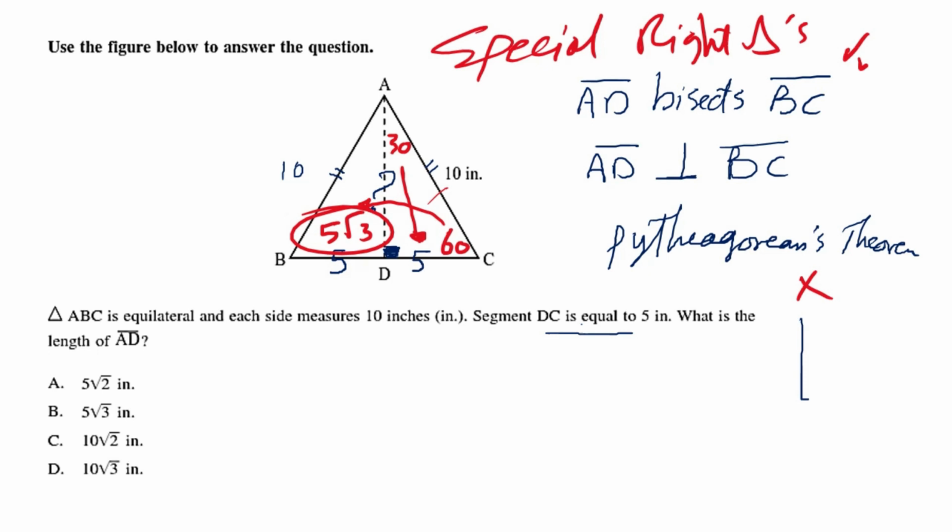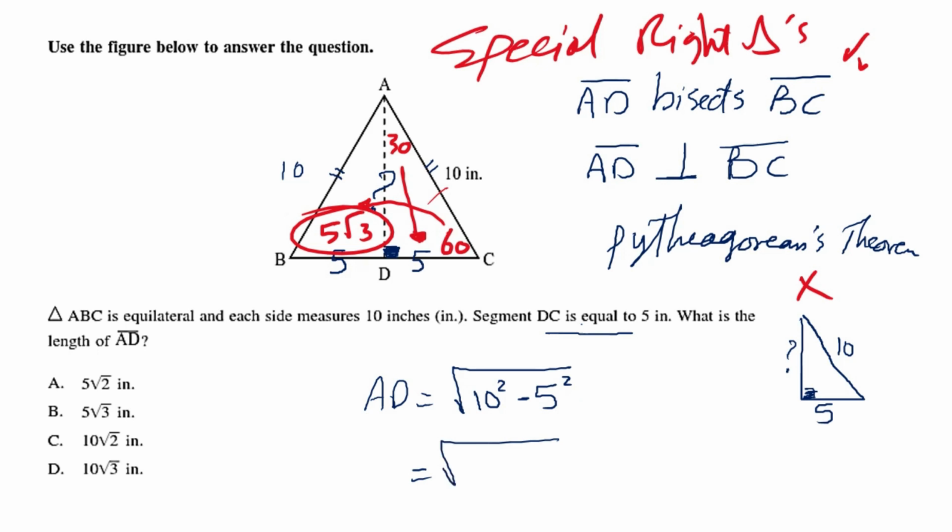For the triangle ADC, this side is 10 and that side is 5. So I want to find one of the legs. So AD is equal to the root of the hypotenuse squared minus the other leg squared. So it's root of 100 minus 25, which is root of 75.